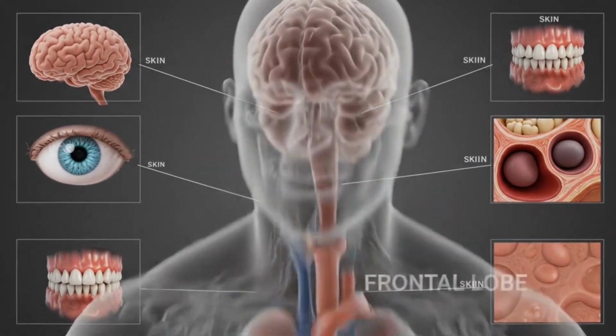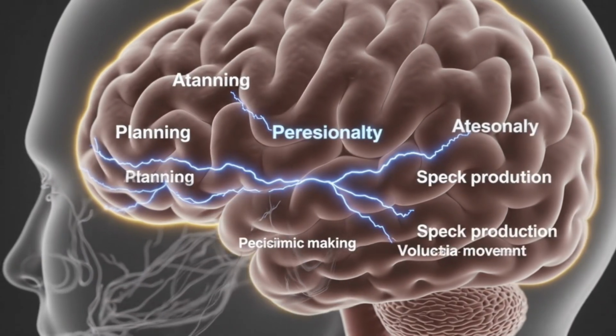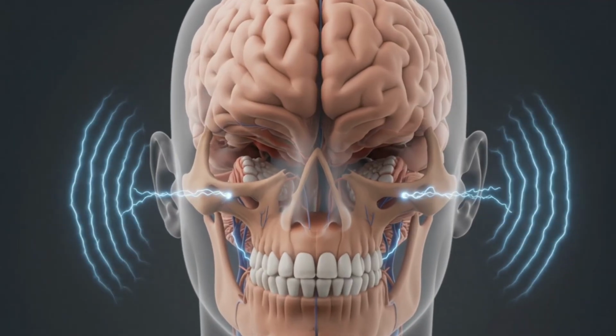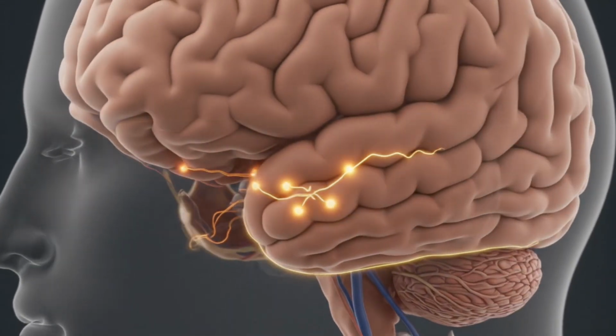Zoom into the frontal lobe. It handles planning, decision-making, problem-solving, attention, personality, and speech production. The temporal lobes are responsible for processing auditory information, memory, and language.